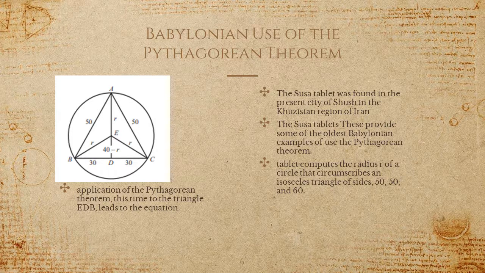Babylonian use of the Pythagorean theorem. The Susa tablet was found in the present city of Susa in the Khuzestan region of Iran. The Susa tablet thus provides some of the oldest Babylonian examples of the Pythagorean theorem. The tablet computes the radius r of a circle that circumscribes an isosceles triangle of sides 50, 50, and 60. Application of the Pythagorean theorem, this time to the triangle ADB, leads to the equation.